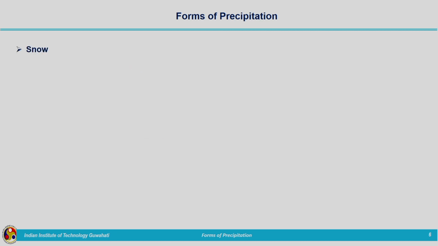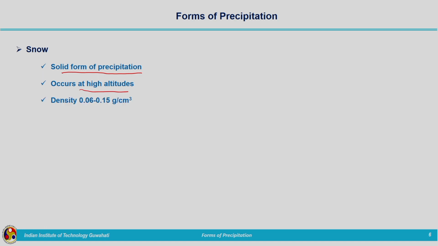Now, coming to snow, snow is the solid form of precipitation. In certain parts of India, especially the Himalayan region, we experience snowfall, not all over India. So, this is the solid form of precipitation. It occurs at high altitudes. Snowfall occurs at higher altitudes. The density of snow is around 0.06 to 0.15 grams per cubic centimeter.